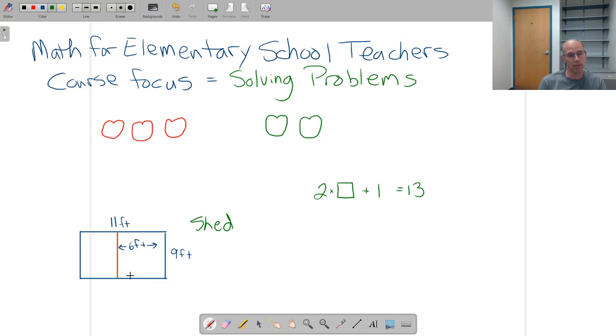That is a problem that's going to take me at least a page of work to figure out before I go to the lumberyard, so I don't buy too much. Maybe I buy too little and I have to go back and get more, but my time is worth money. Okay, so if I wanted to just add a new wall in my shed, that's a problem. I've got some work to do to make that happen.